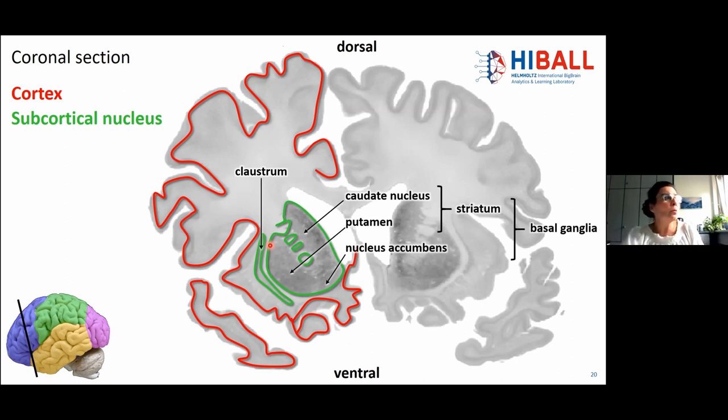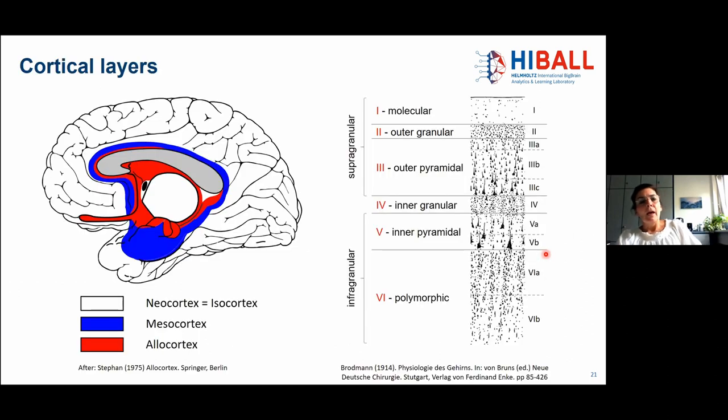This was just a bit of anatomy. The caudate nucleus and the putamen are grouped together in a structure which is called striatum, and then these three nuclei together form what are called the basal ganglia. And the basal ganglia, together with the cerebellum, play a really important role in motor control.